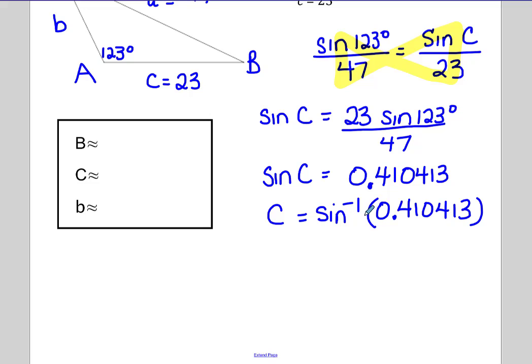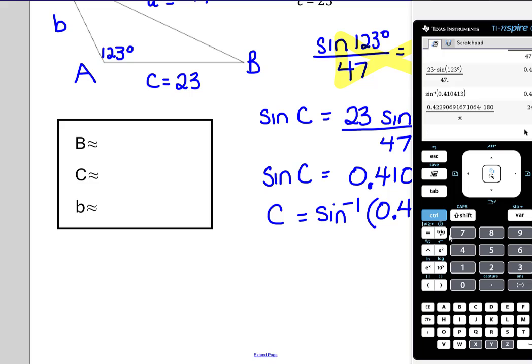So to get that radian measure, and you can see what I've done on my calculator, I put sine inverse of that decimal, 0.410413, and it gave me a radian of 0.422. And if we take that answer, 0.422, multiply it by our multiplier, 180 divided by pi, that conversion factor, it tells me angle C is 24.23 degrees.